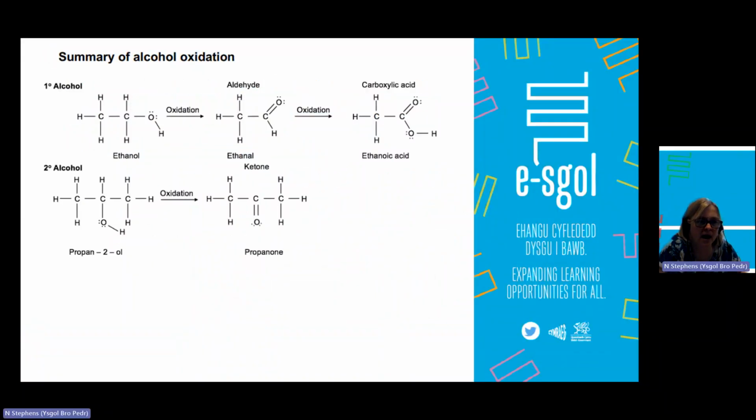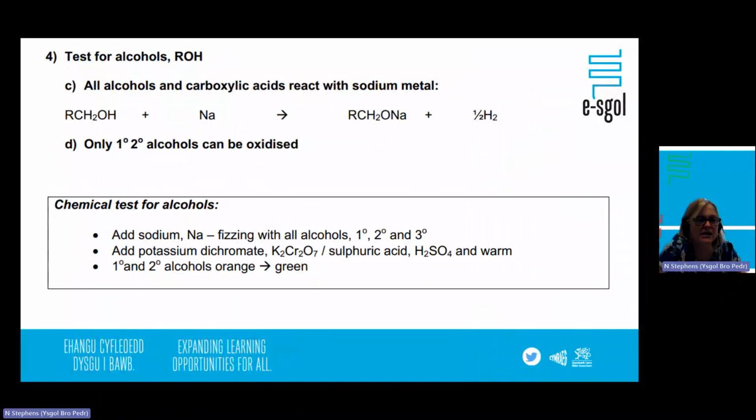So summary, the pathways there. We know that the primary alcohol will create an aldehyde onto an acid, and then a secondary alcohol will end up being a ketone, and then of course the tertiary alcohol will not be oxidized. So based upon that, the chemical test for alcohols: first add the sodium. It will fizz with all the alcohols, primary, secondary and tertiary. If you add potassium dichromate or acidified dichromate in the presence of heat as well, so you usually reflux it, these primary and secondary will then continue on to the green coloration. Doesn't help you if you want to differentiate between the primary and the secondary, of course.